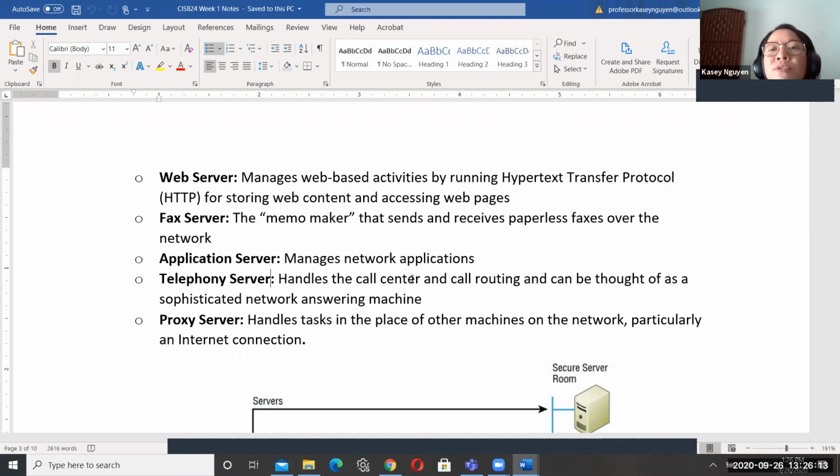So when you use a call center, when you call about your credit card or your complaints about certain products, you're actually using that part of the network that has telephone systems that are interconnected, telephone servers, and the network appliances to handle that. Okay.